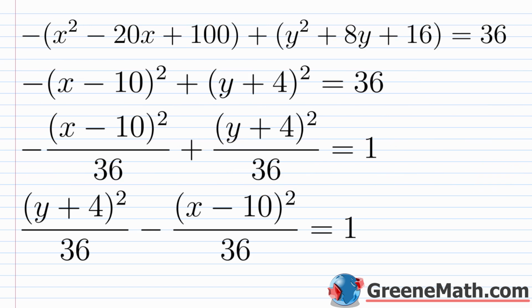All right, now we're going to factor each perfect square trinomial. So this is going to factor into x minus 10 quantity squared. Again, always look at half of this. Half of negative 20 is negative 10. That's where this is coming from. This is going to factor into y plus 4 quantity squared. Again, half of 8 is 4.